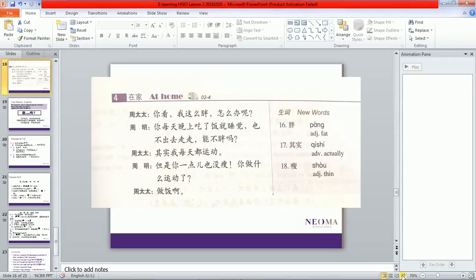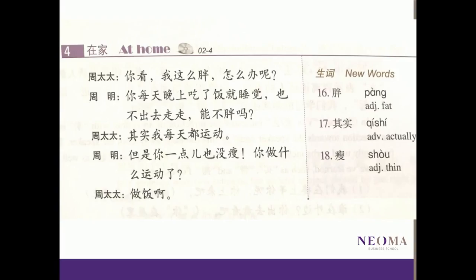Okay, so here's the last paragraph, last text. Same as the previous one, we're going to listen twice, and then we analyze sentence by sentence. Okay, so. 课文四，在家。Text 4, at home.